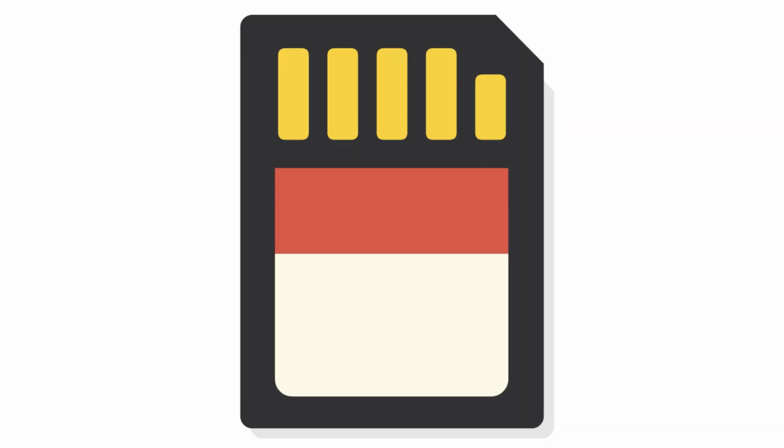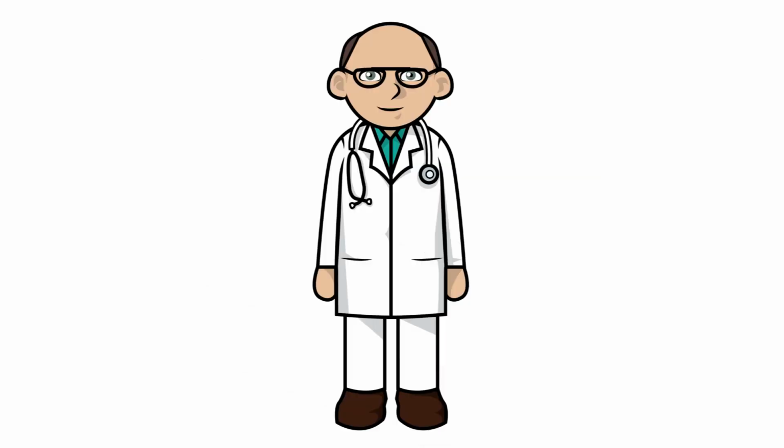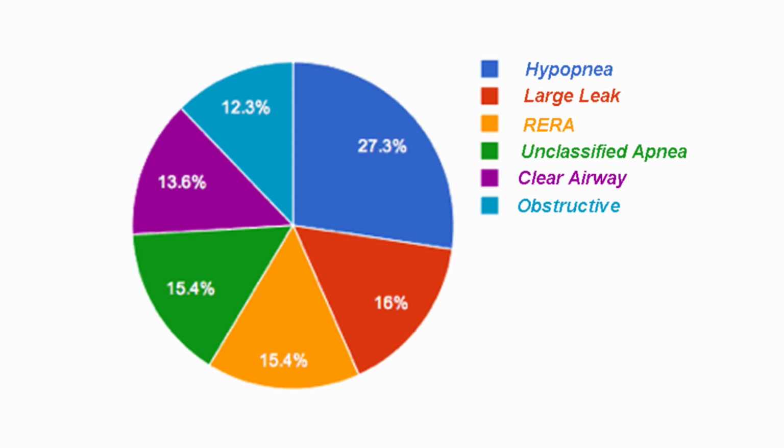The doctor takes your SD card out of your machine, puts it into his computer. The doctor looks at the data for about 10 or 15 minutes. Then they usually come up with a chart, looking something like this. It tells you the different types of apnea events that you have. And the first time you'll see this, you'll think, oh my.